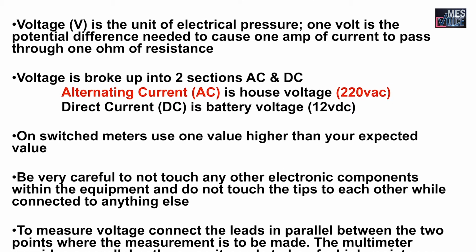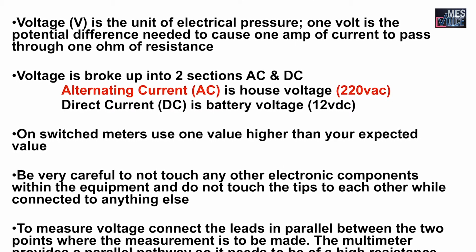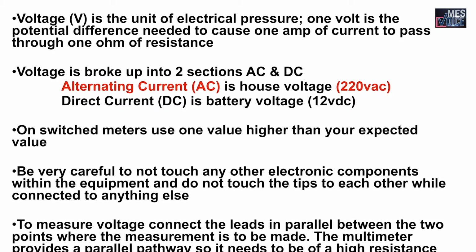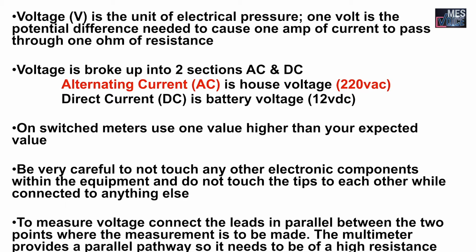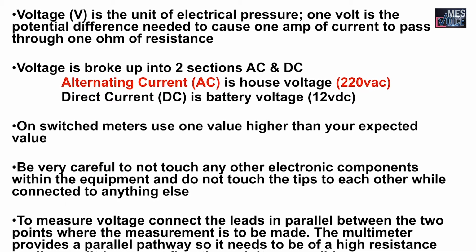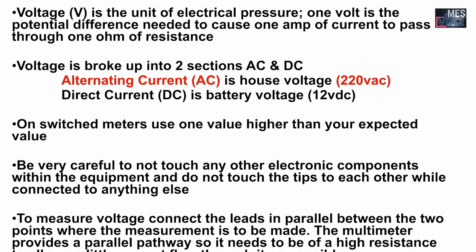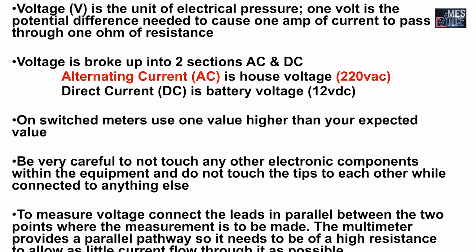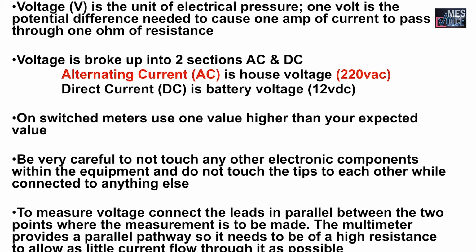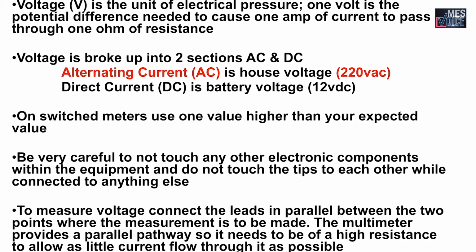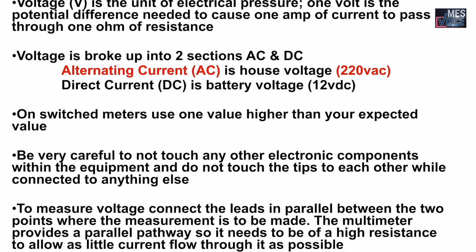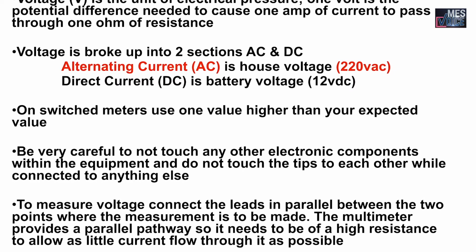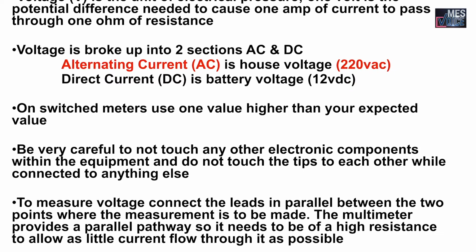On switched meters, use one value higher than your expected value. Be very careful not to touch any other electronic components within the equipment, and do not touch the tips to each other while connected to anything else. To measure voltage, connect the leads in parallel between the 2 points where the measurement is to be made. The multimeter provides a parallel pathway, so it needs to be of high resistance to allow as little current flow through it as possible.